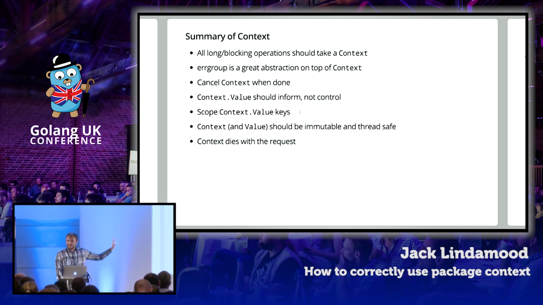Always cancel your context when you're done with them, because you might end up changing that to a timeout context and putting in the wrong value, and now you've got a really bad memory leak. So always cancel your context. Context.value should inform, not control, so don't make it required logic. Scope your context value keys. That's the part where I had the private variable type. Context itself should be immutable and thread safe, and that should also be true for any values you put in it. And a context should die with the request.